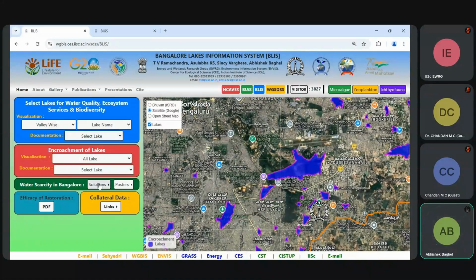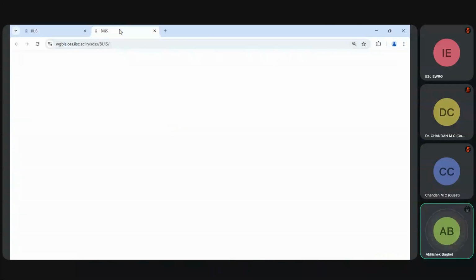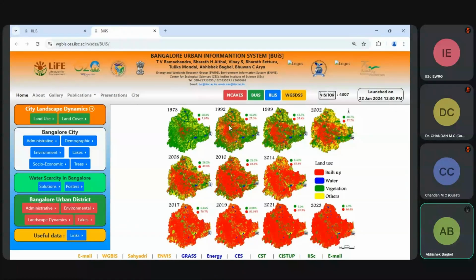And we have solutions also. The water scarcity in Bangalore, you can read through them, how you can contribute to the society, how you can help your lake. And you can also go through our second application, DUIS. This will give you all the urban development which has been done in Bangalore. As you can see, it has gone from green to red. You can go through this also. I think that's it.